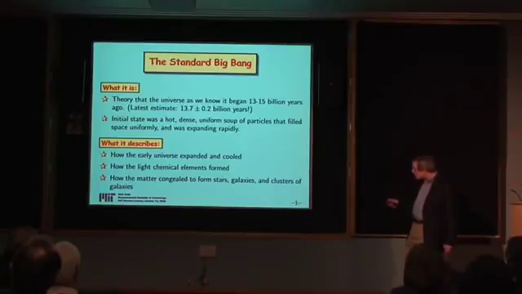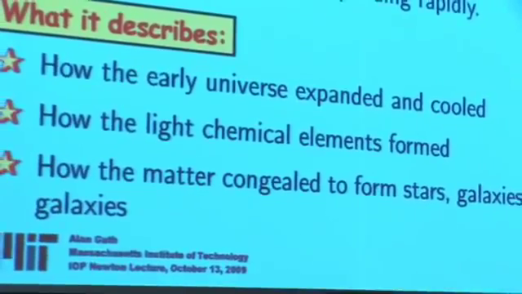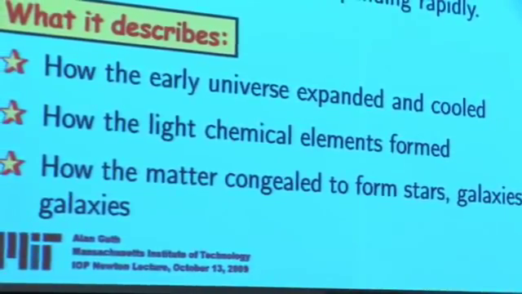In particular, it explains how the early universe expanded and cooled, and you could actually calculate how fast that expansion and cooling should take place in a very simple way. You can calculate how the light chemical elements formed, because this model started when the universe was so hot that even the nuclei of atoms would not have been stable. So the nuclei have to form later as the universe cools.